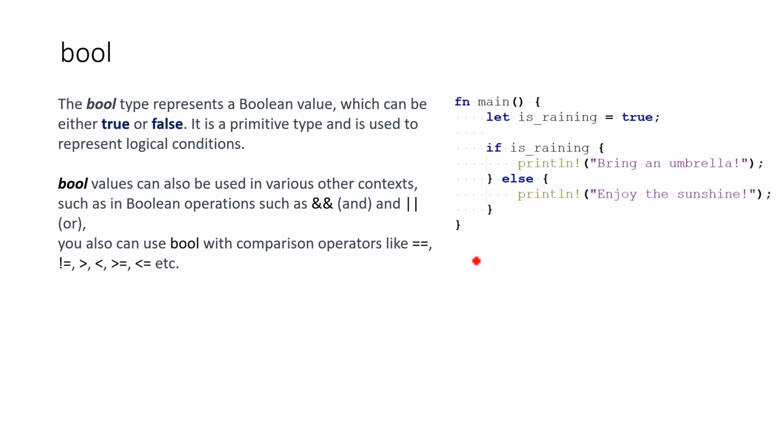Now let's explore the bool data type. Very simple. This is to represent Boolean state, true or false. It's basically a primitive data type. So here the type of this variable is bool, which can take two values, true or false.